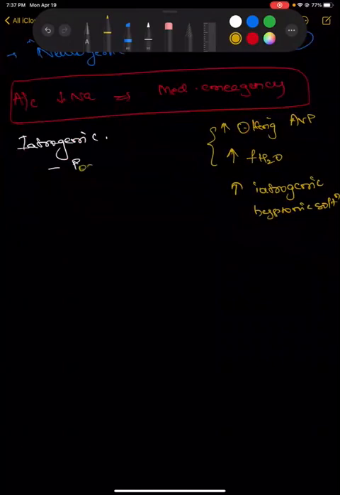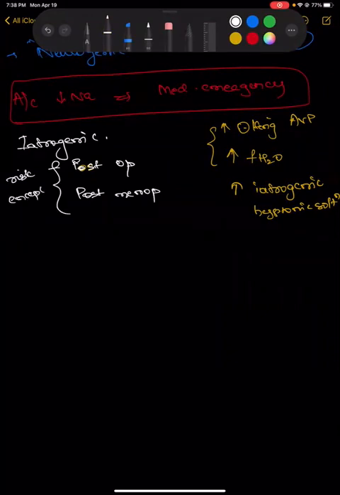Post-op patients and post-menopausal women have a very high risk of encephalopathy. The basic mechanism, as I told you, is that the circulating AVP and the free water in the plasma are increased in these two conditions.